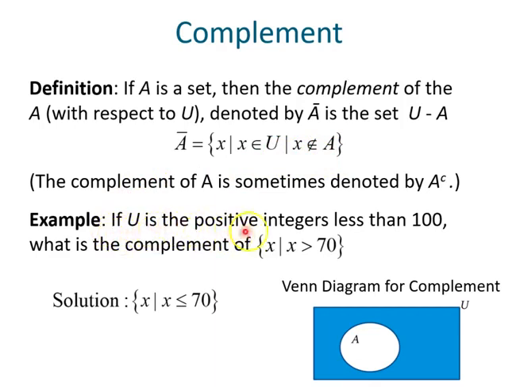If U is the set of positive integers less than 100, what is the complement of the set of X such that X is greater than 70? The solution is the set of X such that X is less than or equal to 70. Of course, we assume here that X is a positive integer because the universal set is the set of positive integers less than 100.